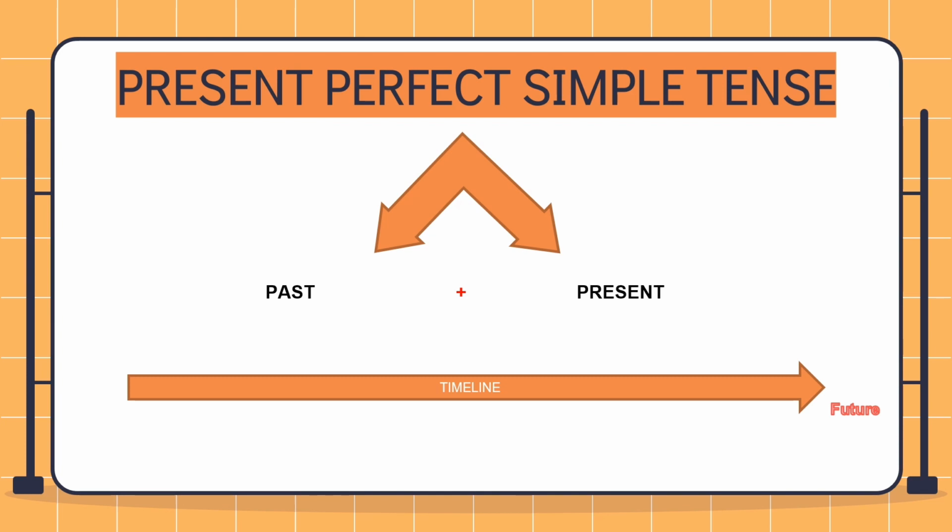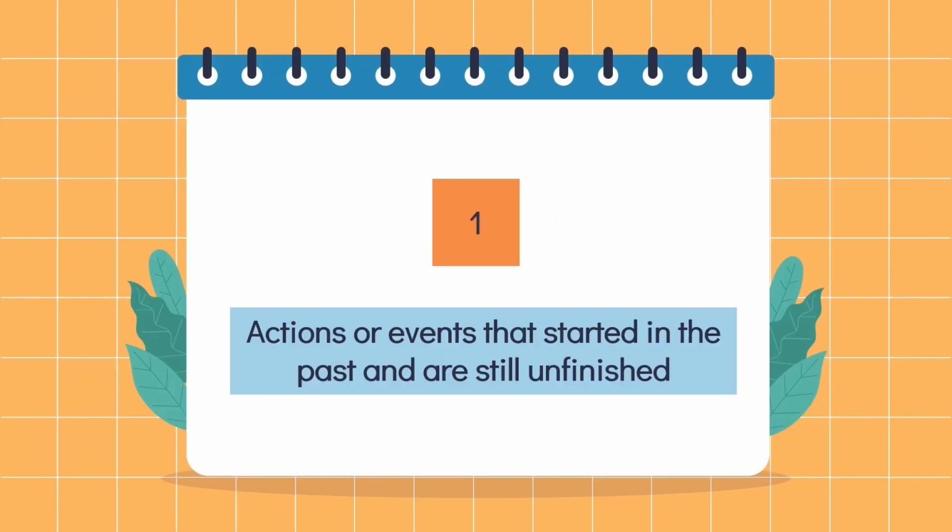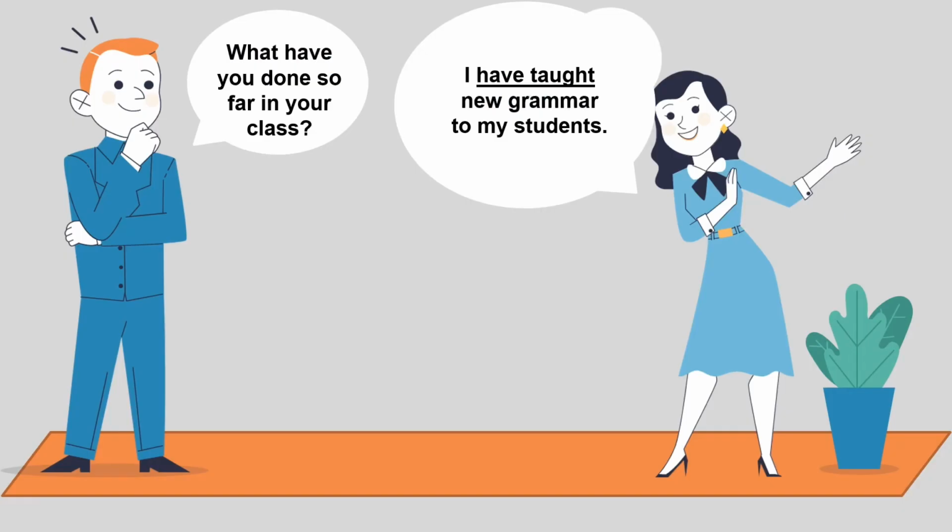We distinguish 3 situations in which we use the present perfect. Firstly, it is used for actions or events that started in the past and are still unfinished, or for unfinished time spans. Remember the situation from before? The time span the colleague and I talk about here is not completed yet.